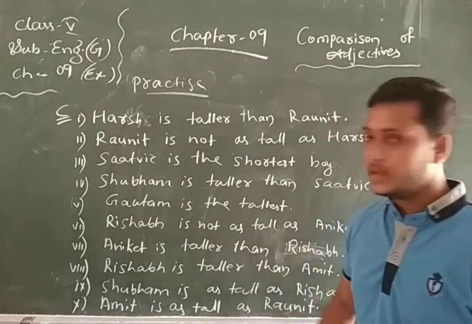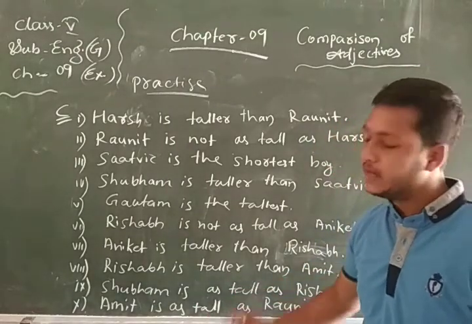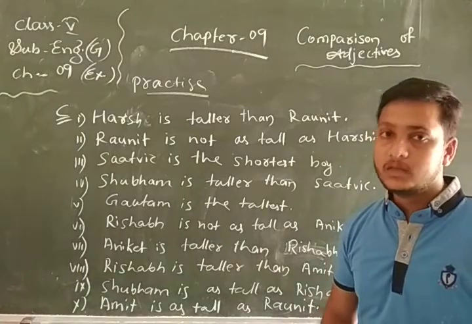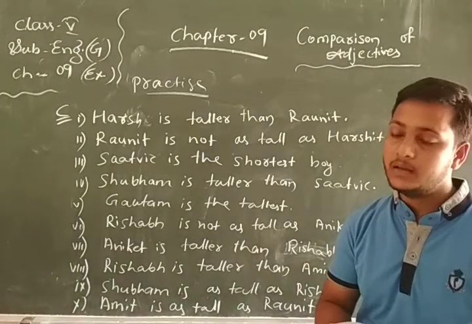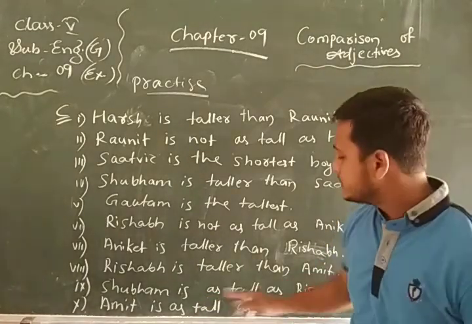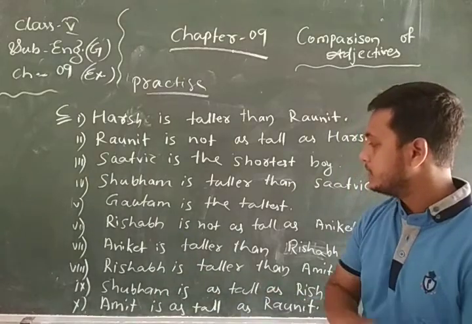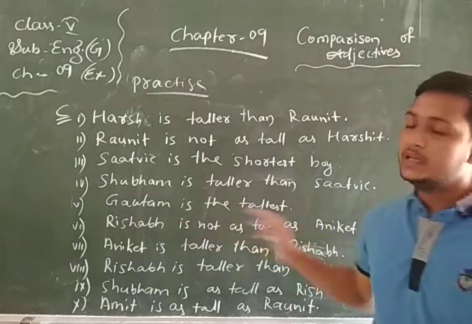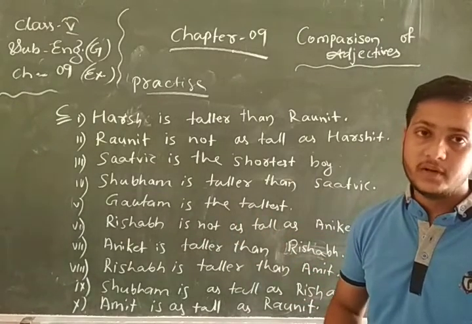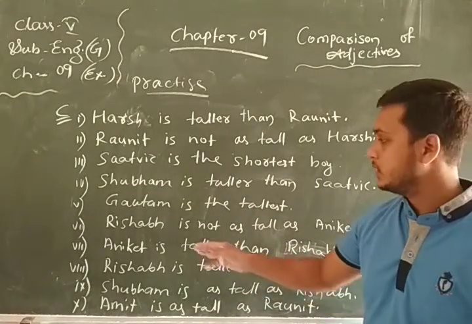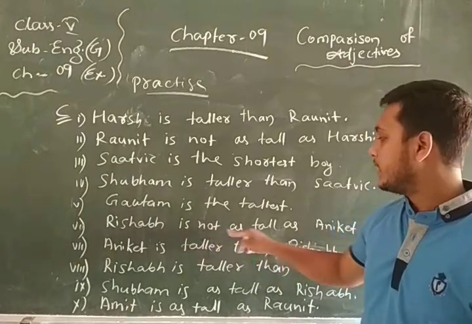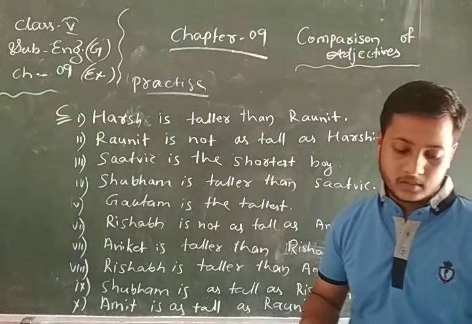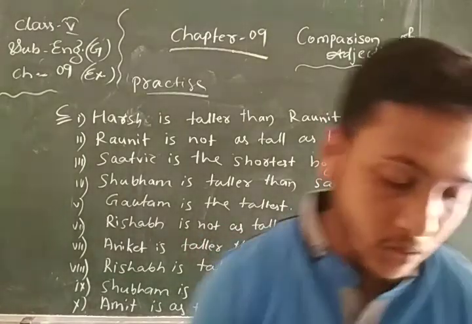Here, as tall as means their heights are nearly equal, therefore we use as tall as. Rishabh is not as tall as Aniket. It means their heights are different from each other. Okay, so therefore we use not as tall as Aniket. Okay, so in this way you have to fill all the blanks.